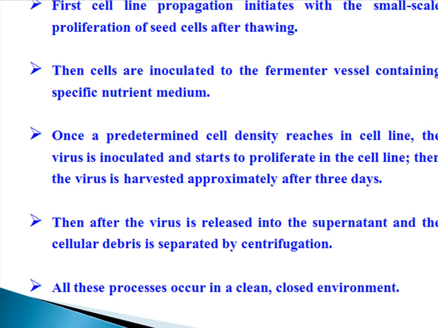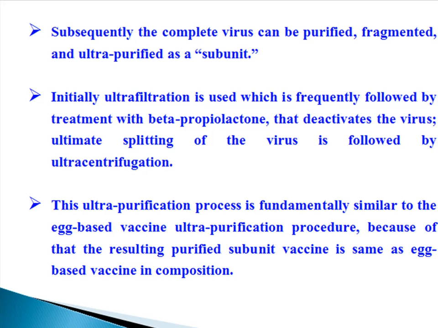First, cell line propagation initiates with the small-scale proliferation of seed cells after thawing. Then cells are inoculated into the fermenter vessel containing specific nutrient media. Once a predetermined cell density is reached, the virus is inoculated and starts to proliferate in the cell line. Then the virus is harvested after approximately 3 days. The virus is released into the supernatant and the cellular debris is separated by centrifugation. All these processes occur in a clean, closed environment.